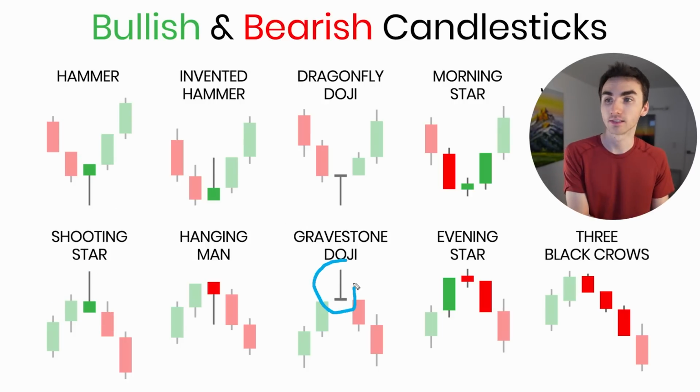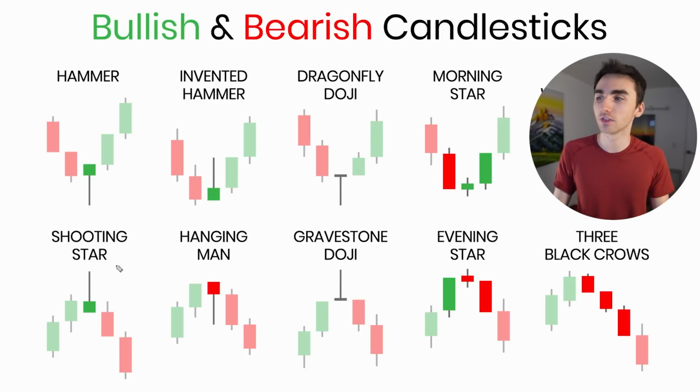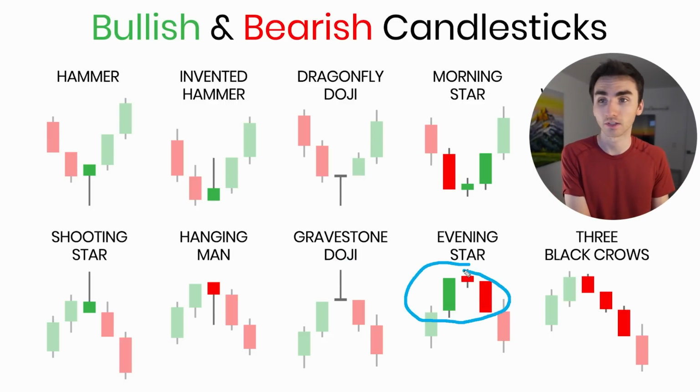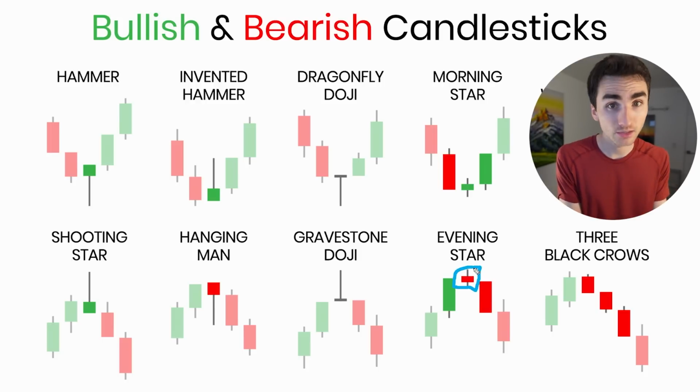Right here we have this gravestone doji. It's very similar to this shooting star over here. It tells you that the market opened here, tried to go higher, and reversed and closed here. And so if you see that, that's a good likelihood that the market might reverse. And then same with the shooting star or evening star here, the key is looking at, okay, we have a big bullish candlestick and then we have a neutral consolidation candlestick. That really shows that the momentum has been lost.